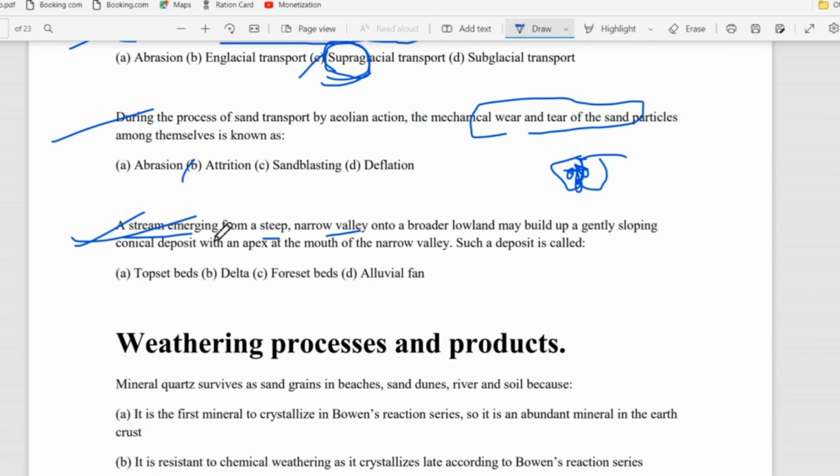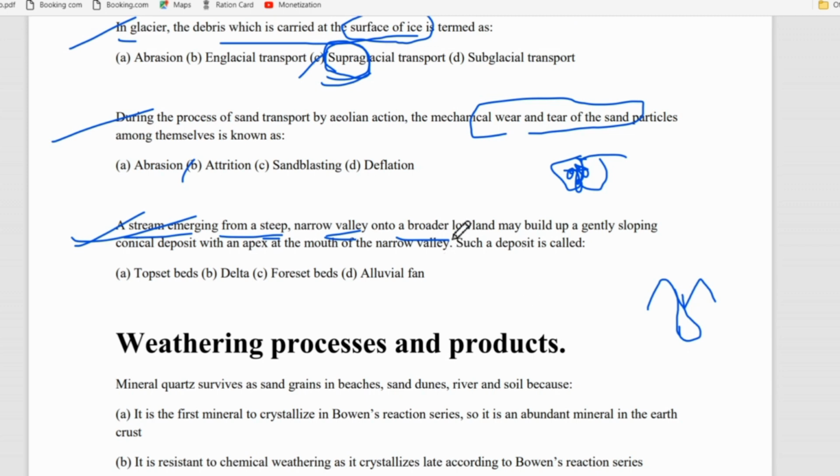Next is a stream emerging from a steep, narrow valley into a broad lowland. Okay, this is the Himalayas, and a stream is emerging from it like this. There will be a broader lowland, which may build up a gently sloping conical deposit with the apex at the mouth of the narrow valley. Okay, this is the apex and this is the broader part which is forming away from this apex. So it will be an alluvial fan.